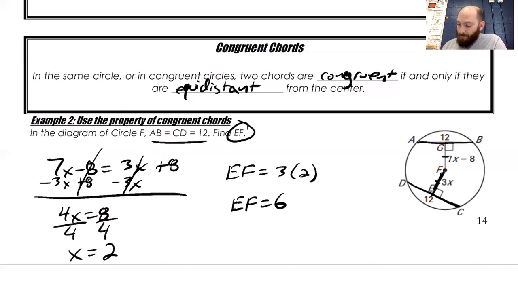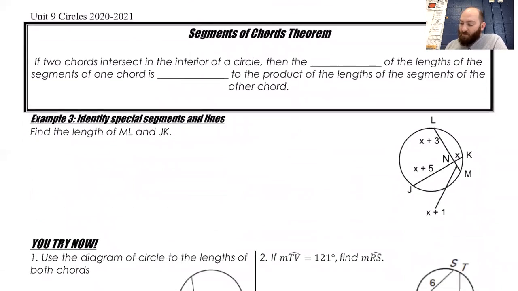All right. Some other ones. Segments of chords theorem. This one's a little bit tricky for sure. If two chords intersect in the interior of a circle, then the product of the lengths of the segments of one chord is equal to the product of the lengths of the segments of the other chord.